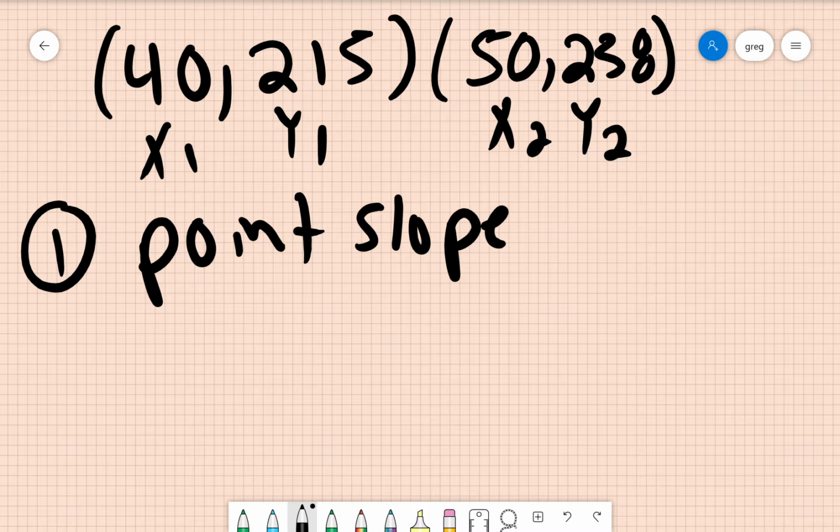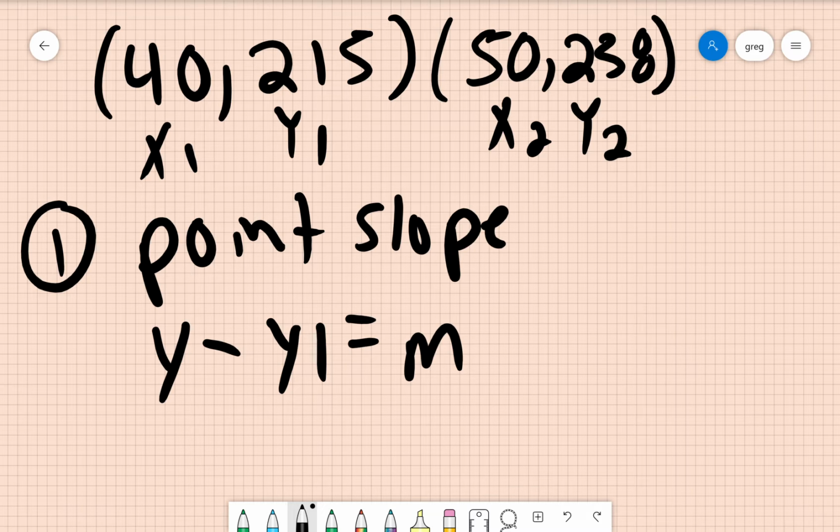Come back. What you got? You had your hand up. Y minus y1 equals... You're there. Halfway. Literally halfway. Okay, forgot the rest of it. What you got? M. Yes. Perfect. So this is the point slope.